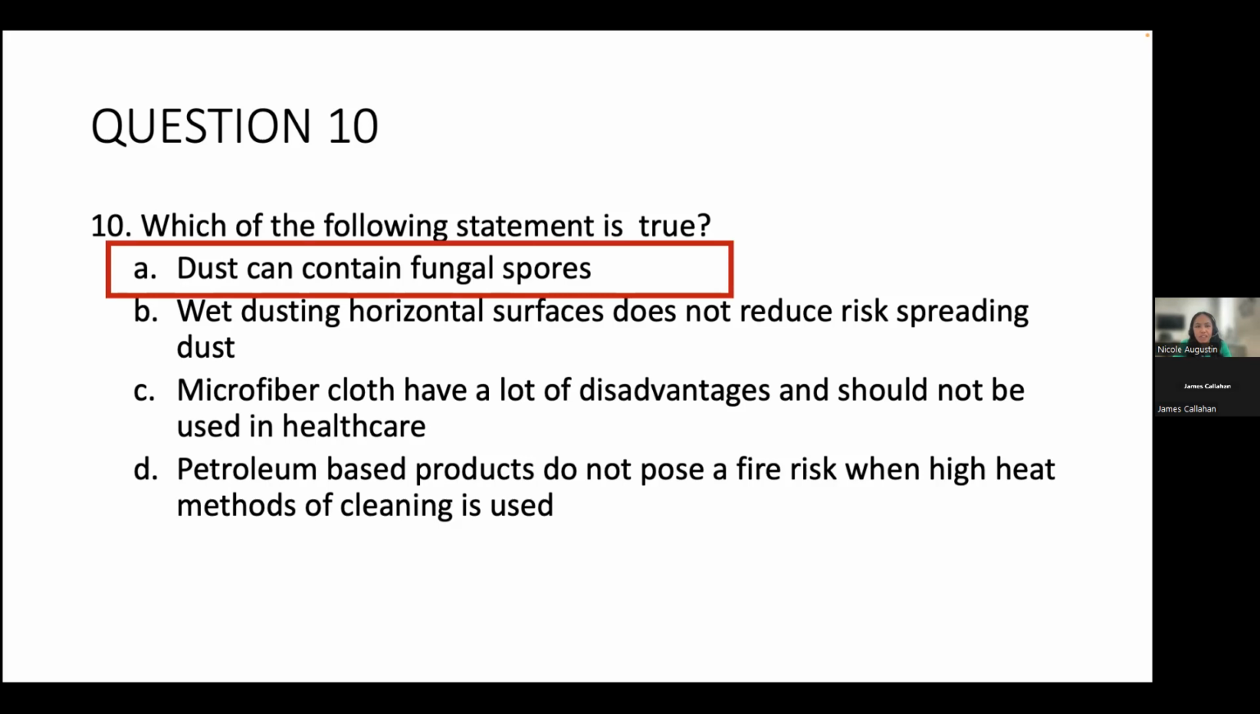Dust can actually contain fungal spores such as aspergillus. And B is false, EVS should actually try to minimize turbulence by wet dusting using a moistened cloth with a small amount of EPA detergent/disinfectant. C is false because microfiber is the preferred material for cleaning in healthcare settings. It's also more absorbent than cotton and can be wet with disinfectant. D is false because petroleum-based products pose a fire risk when high heat methods are used.